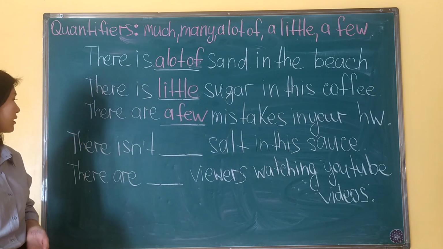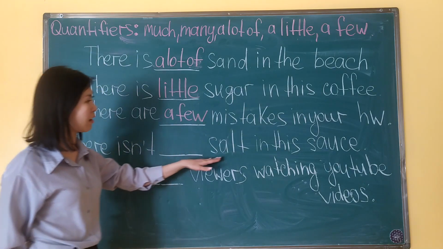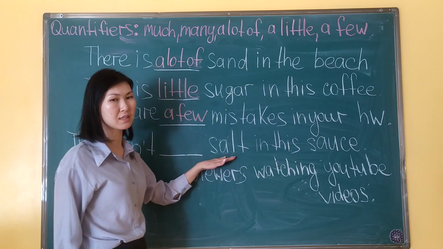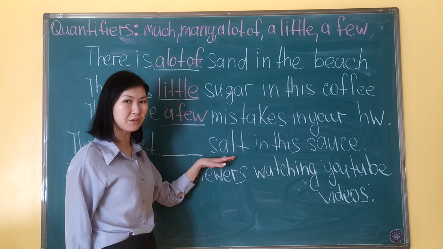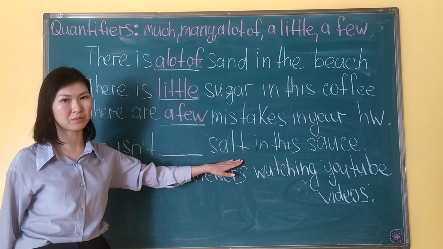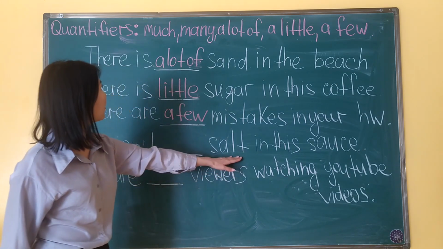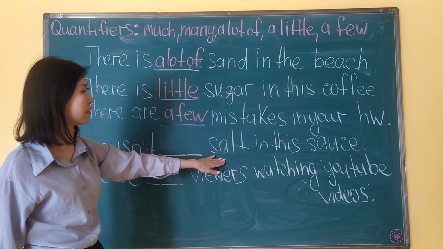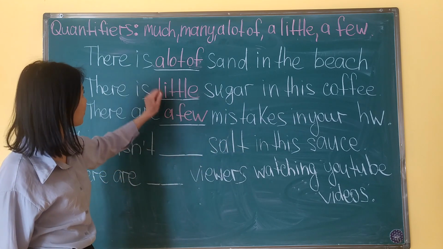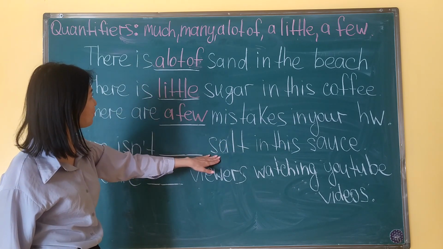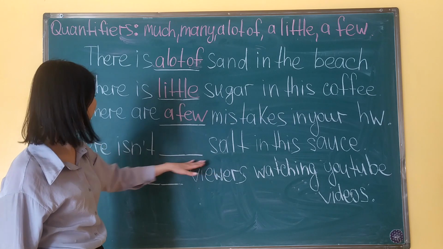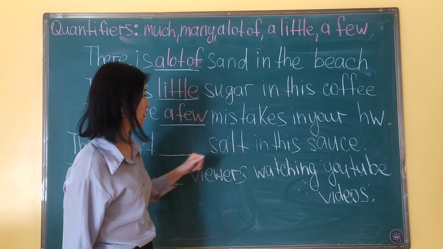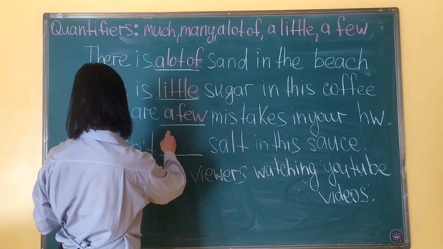Okay, the next sentence. There isn't blank salt in this sauce. Is salt countable or uncountable? It's uncountable, right? So we can say there isn't much salt in this sauce, or we can also say there isn't a lot of salt in this sauce. So let's write much.